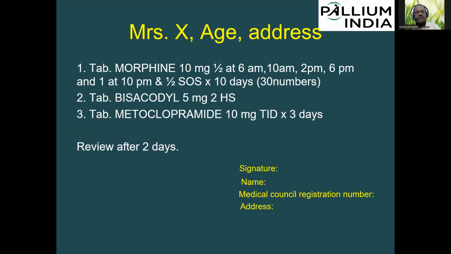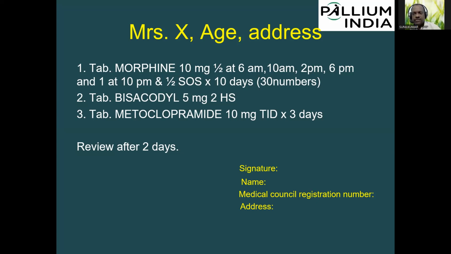Okay, so the prescription will be like this. Tab morphine 10 milligram, half, that is 5 milligram, at 6 a.m., 10 a.m., 2 p.m., 6 p.m., and 10 p.m. And if they need, they can also take an SOS dose. You can write how many days you would like to give, that is 10 days, and the number of tablets you are providing. Then tab bisacodyl 5 milligram 2 HS, tab metoclopramide 10 milligram TID for 3 days.